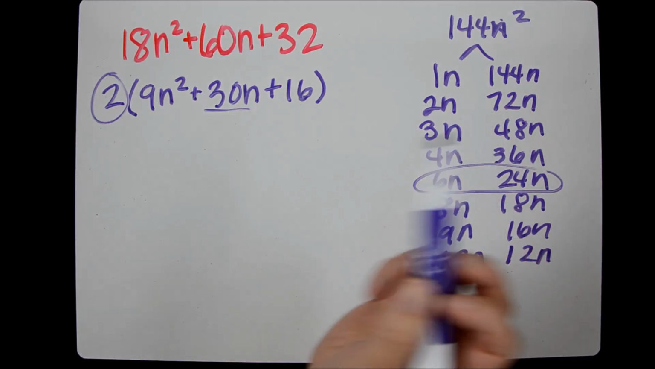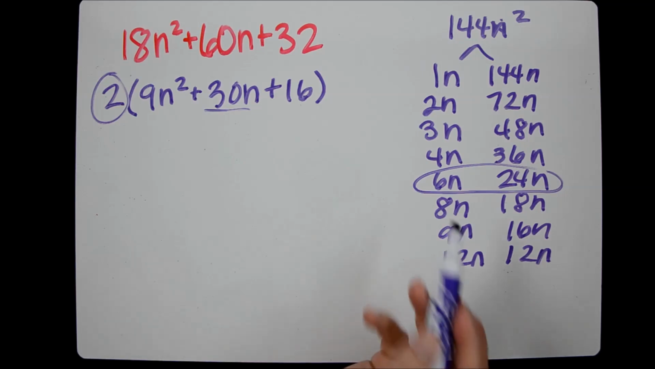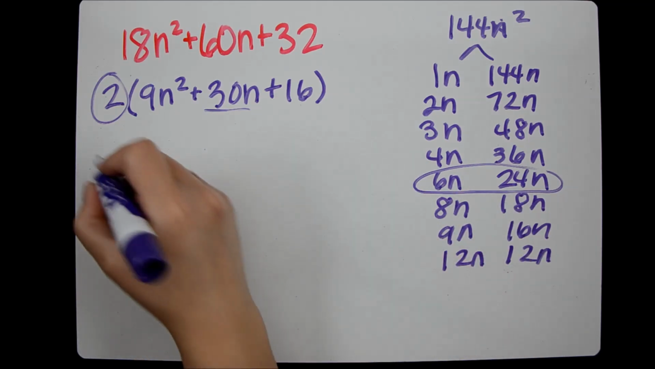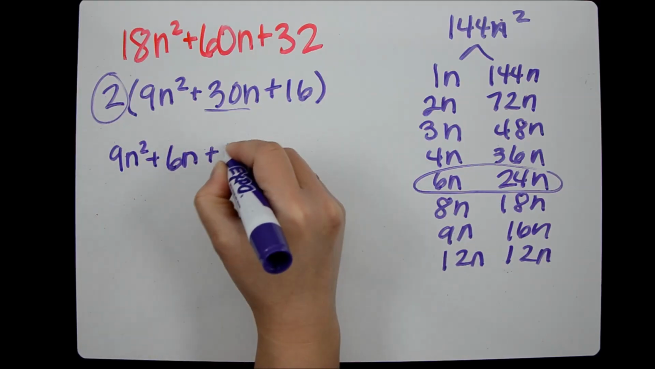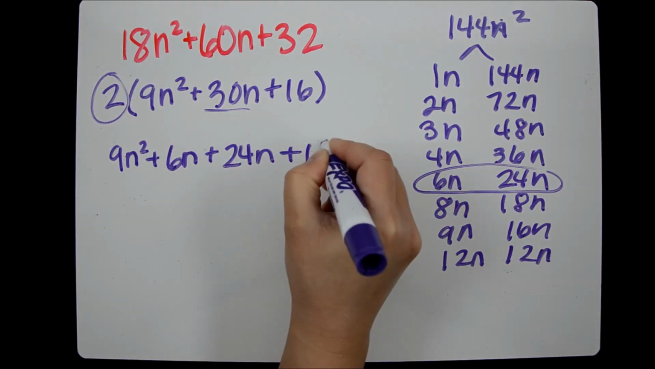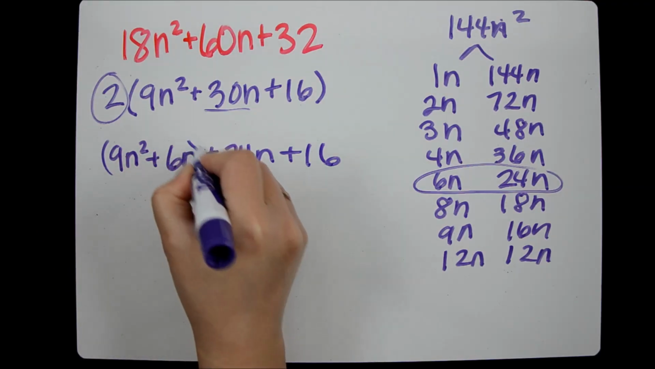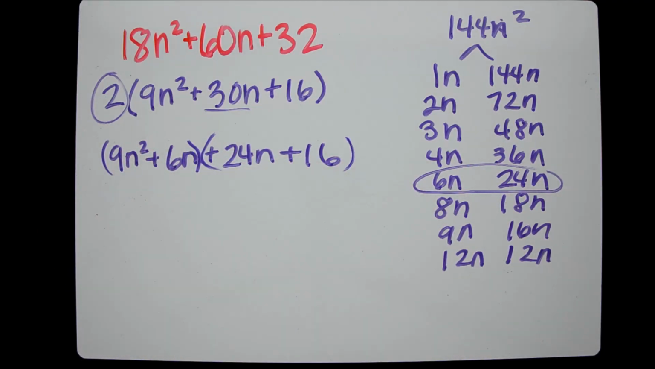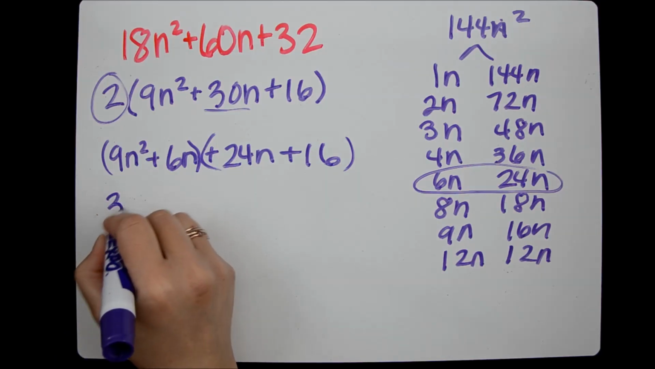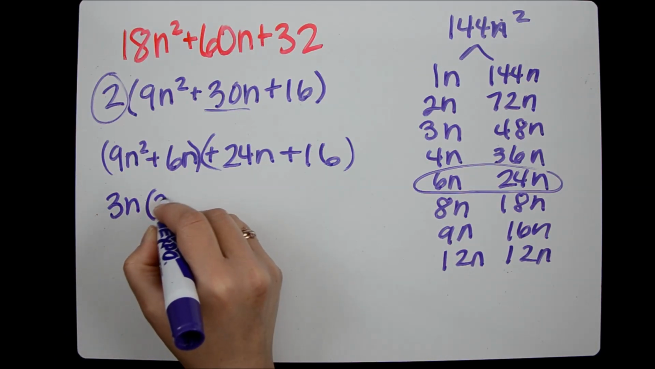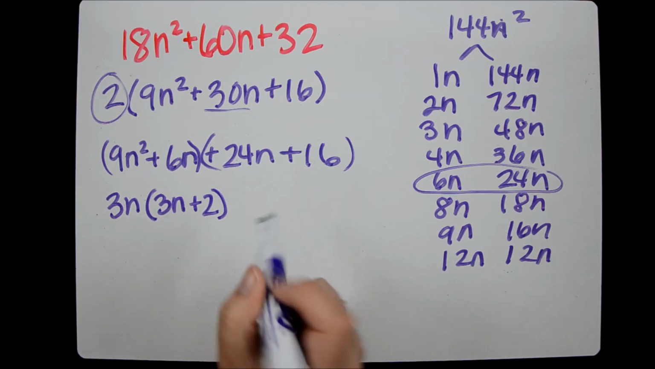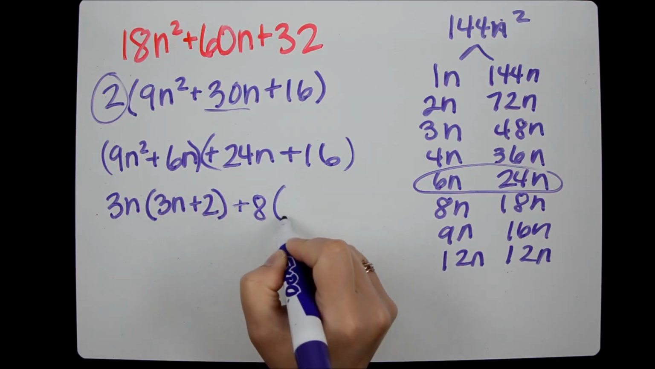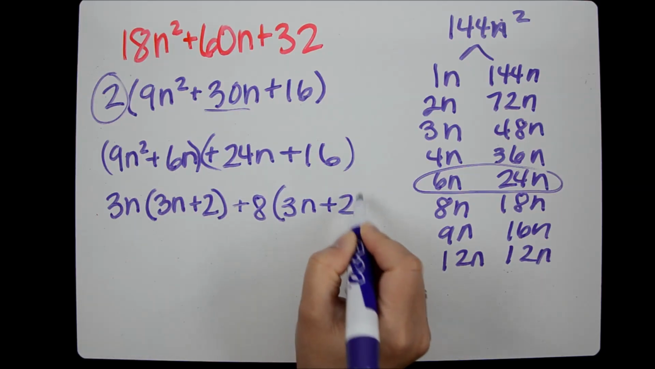So I'm going to replace 30n with 6n and 24n when I write this out. So it's going to be 9n squared plus 6n plus 24n plus 16. Group the first two and the last two terms together, and we're going to factor out the greatest common factor in each binomial. So here I could factor out 3n. We're left with 3n plus 2. And then here I could factor out positive 8, and we're left with 3n plus 2.